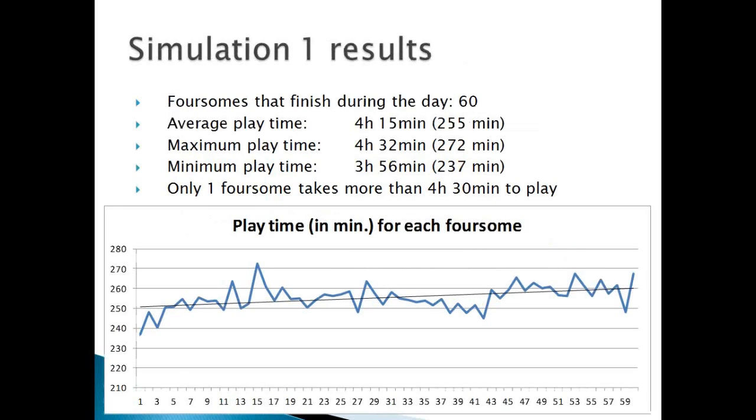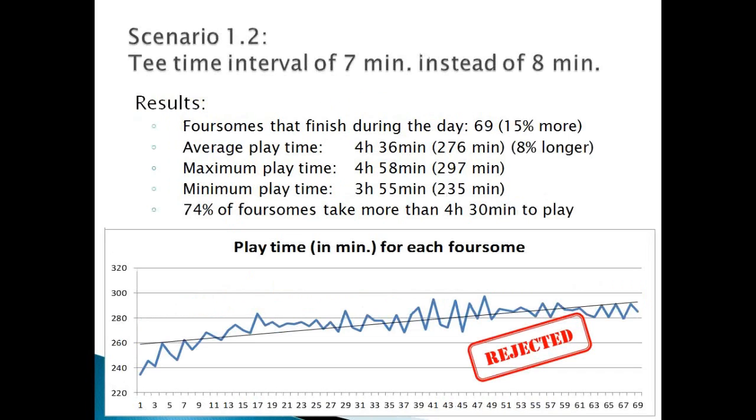We have 60 foursomes that finish during the day. The average play time is 4 hours 15 minutes. The maximum play time is 4 hours 32 minutes, and the minimum is 3 hours 56 minutes. Only one of the 60 foursomes takes more than 4 hours and 30 minutes. That's probably the 4 hours 32 actually. This is what it looks like. As you can see, during the day the play time slightly increases, but it always stays at a reasonable delay.